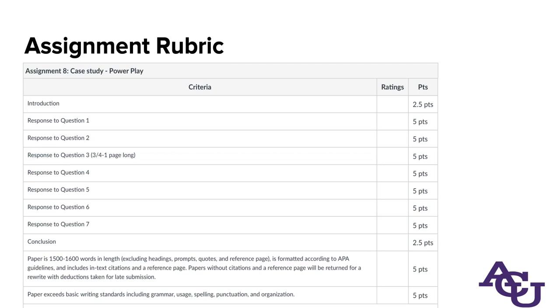Paper is 1,500 to 1,600 words. Paper exceeds basic writing standards. But if we look at this, we see, okay, responses to the 7 prompts and conclusion. Okay, so we should have at least 8 headings. And the highest level headings, there should be 8 of them.